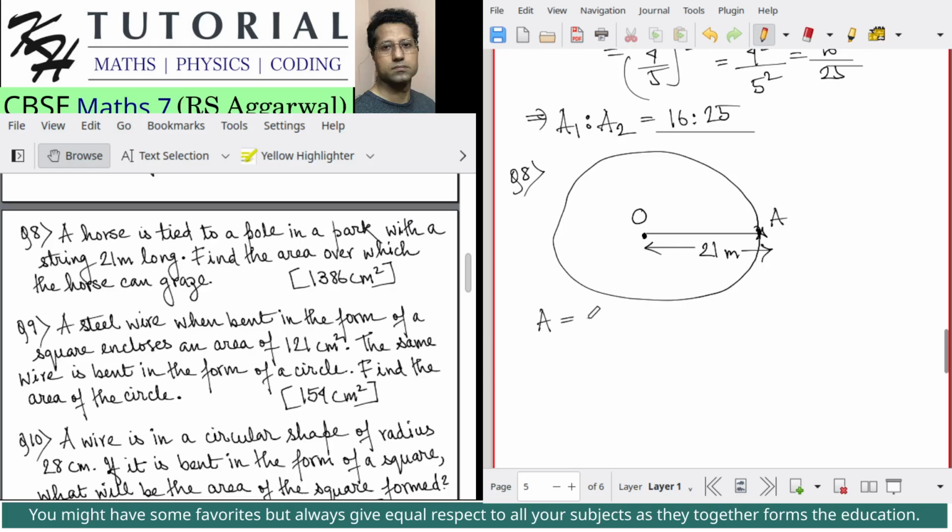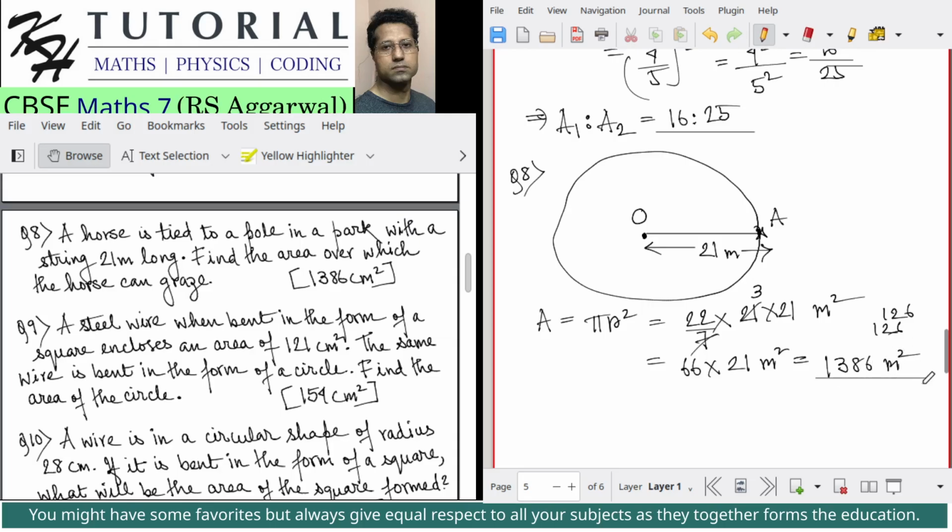So the maximum area that the horse can graze will be pi r square, the area of the circle, and pi is 22 by 7, and r is nothing but the length of the string. So this is 21 multiplied by 21, this much meter square, and this is equal to 3, so 66 multiplied by 21 meter square, which is equal to 1386 meter square.